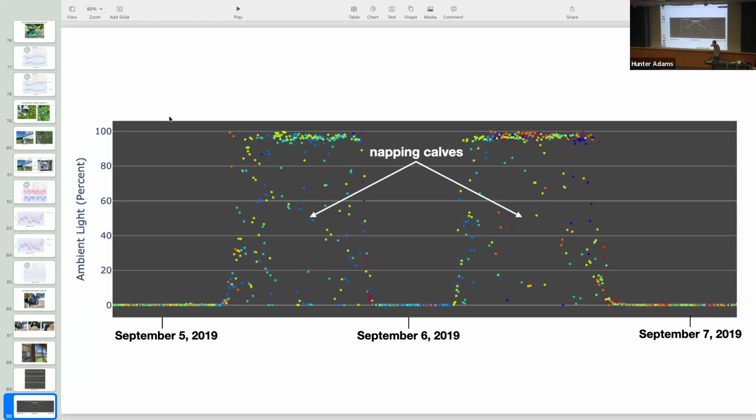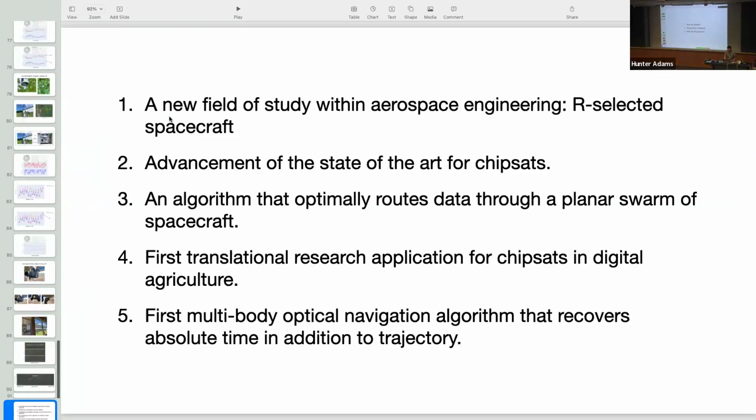They sleep with their chin tucked like this. And so when they were napping, they would block the ambient light sensor. And we kind of accidentally made a nap detector, which was kind of interesting.